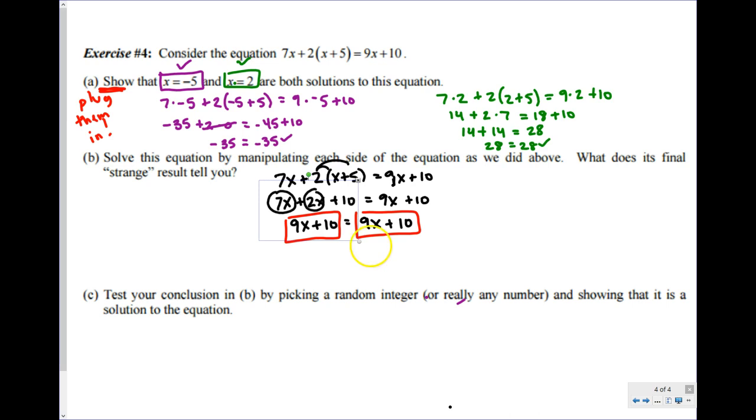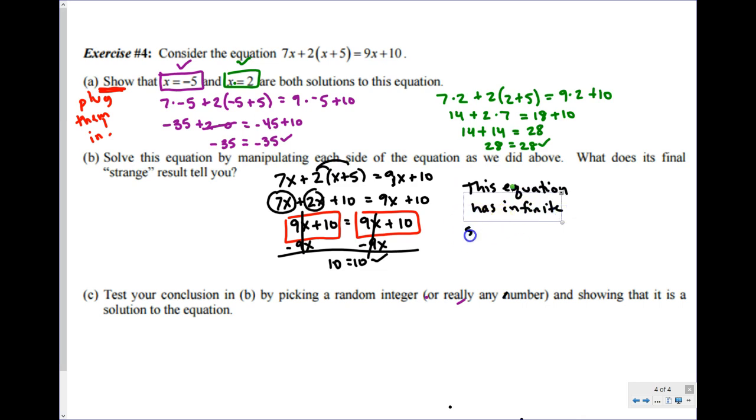Now, if I keep going and try to solve for x, something weird's going to happen. I'm going to subtract 9x on both sides. 9x minus 9x is 0, and 9x minus 9x over here is also 0. So now I've got 10 equals 10, which is a true statement, and suddenly I don't have an answer for x. So what does this mean? This means that this equation has infinite solutions, meaning any number will work.